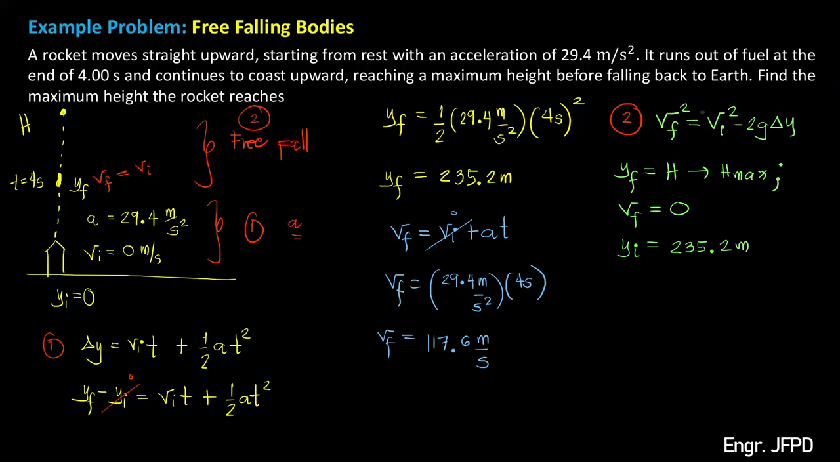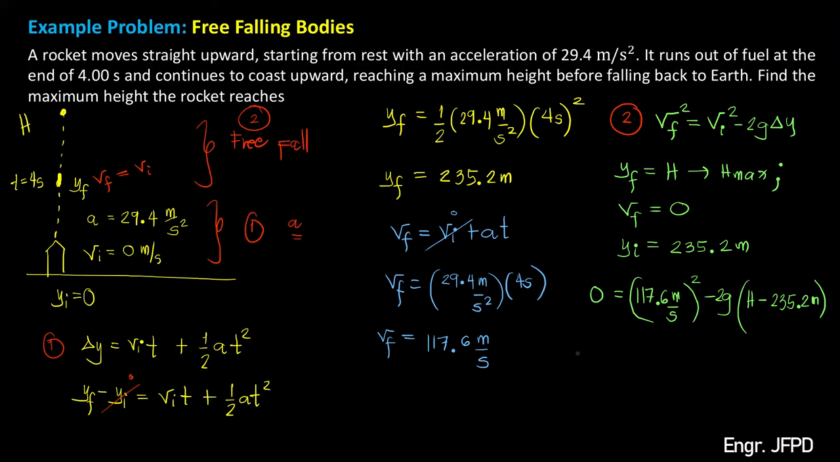Then, using this formula now, our final velocity is equal to 0. That is 0 squared or just simply 0. The initial velocity, which is the final velocity of the rocket for the first part of the motion, 117.6 meters per second, then squared, minus 2g. For our final position, this is the maximum height, capital H. And for our initial position, YI, that is equal to 235.2 meters. And our goal here is to find this H, which is the maximum height.